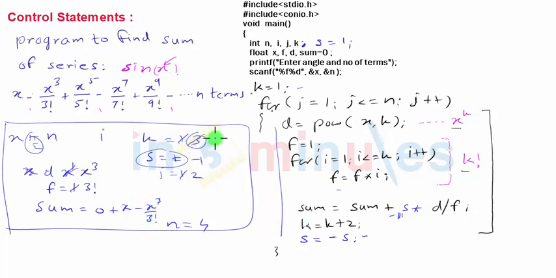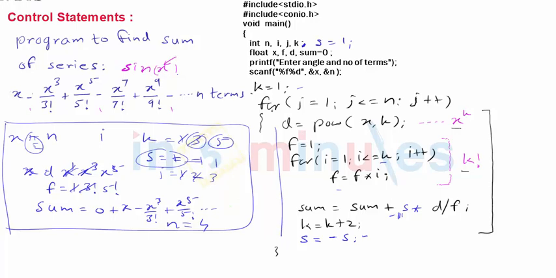Again k plus 2, k becomes 5, s becomes minus of s, that is plus 1. Then again j plus plus, j goes to 3, loop starts again working, d equal to power of x raised to 5, so d is now x raised to 5, and the factorial part works for 5 iterations and gives 5 factorial, so f is now 5 factorial. Then sum part works, sum is equal to sum plus s is 1, so it is sum is equal to sum plus d upon f, with plus x raised to 5 upon 5 factorial, and so on. It will keep working for n iterations.